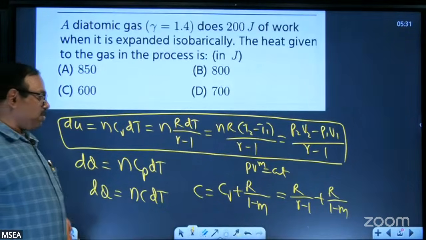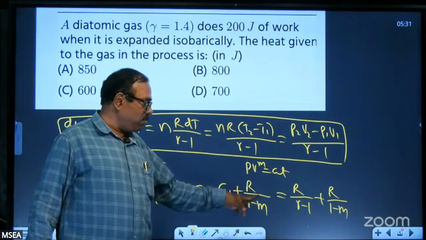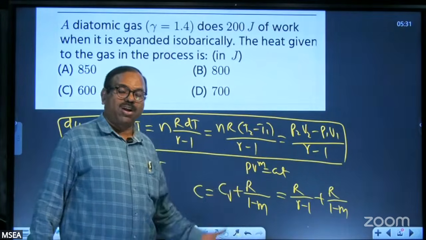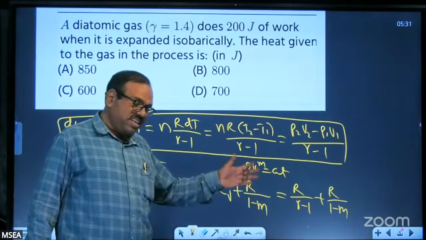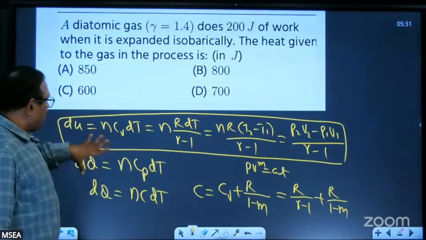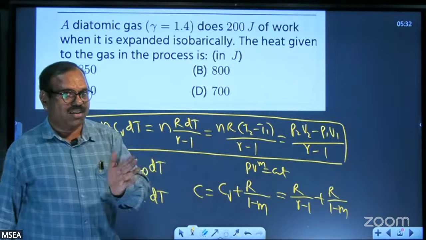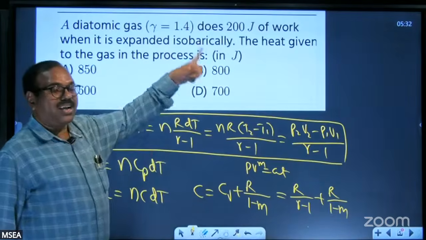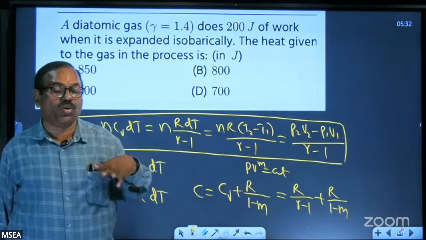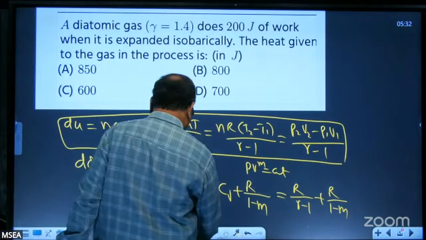So for any type of process, C is equal to Cv plus R by 1 minus m, where PV to the power of m is constant. We'll discuss some questions based on this, then only you can understand well. Now, another important thing: what about dW? We'll discuss dW afterwards. First we'll discuss this question. After that we'll discuss dW for different processes. Okay, right. Now let us see.